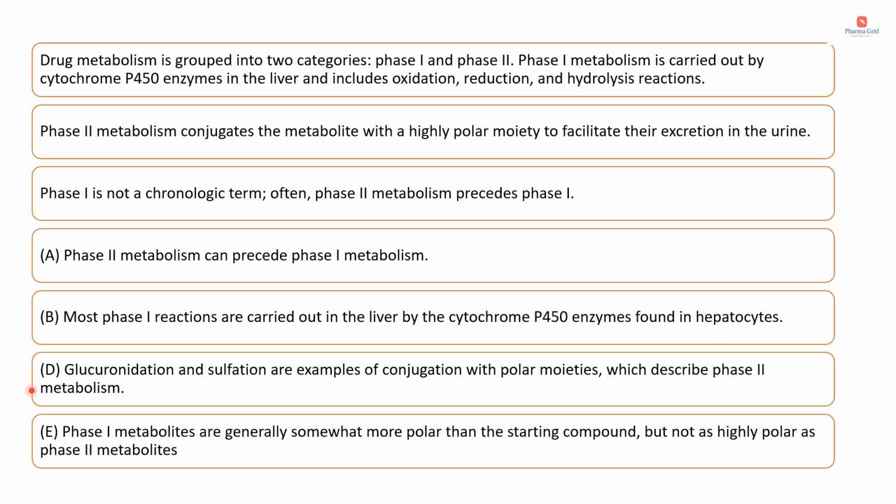hepatocytes. Then option D, that is glucuronidation and sulfation, are examples of conjugation with polar moieties which describe phase 2 metabolism. Then option E, phase 1 metabolites are generally somewhat more polar than the starting compound, but not as highly polar as phase 2 metabolites. Okay, hence the answer came as option C.